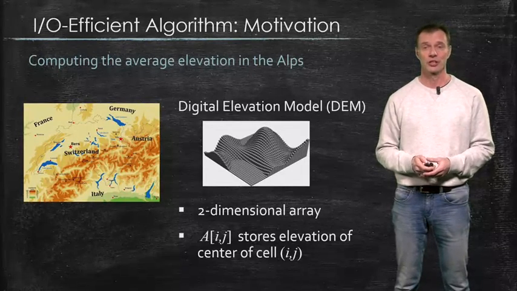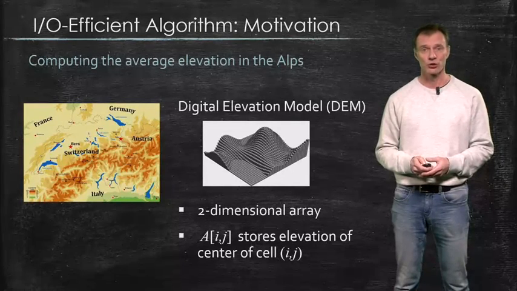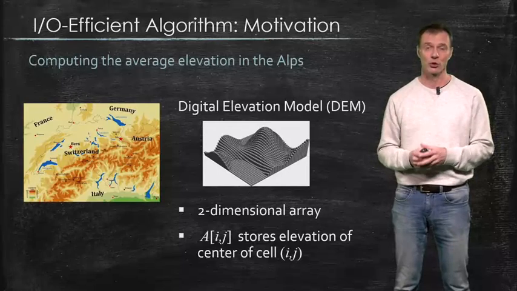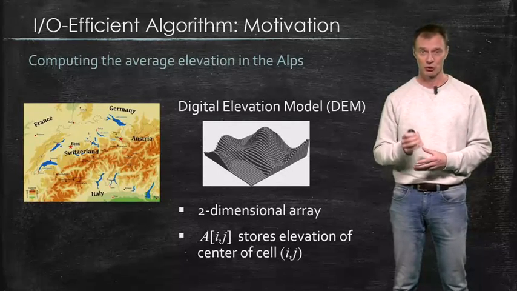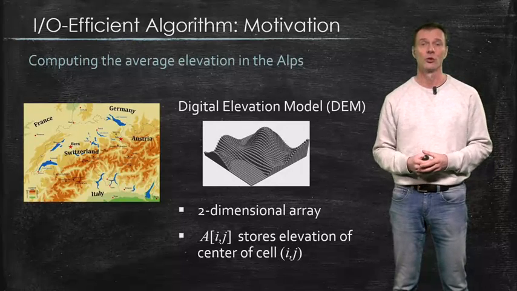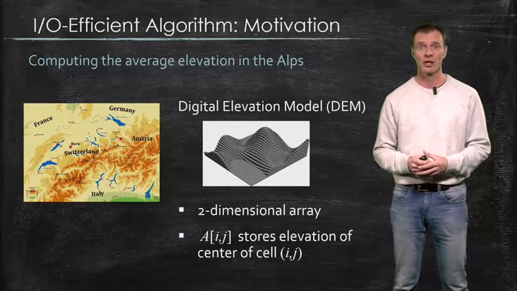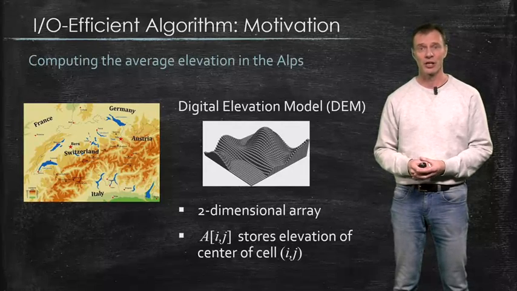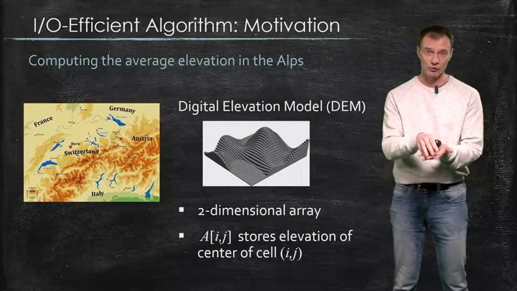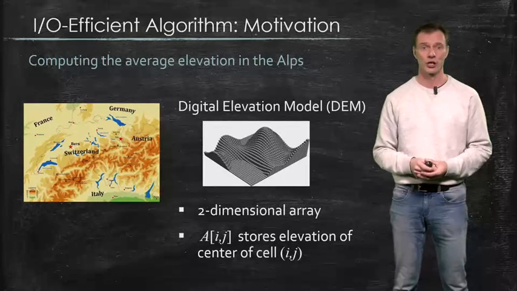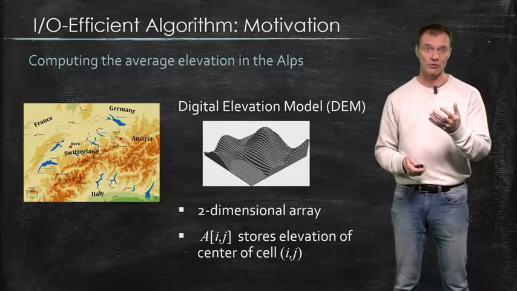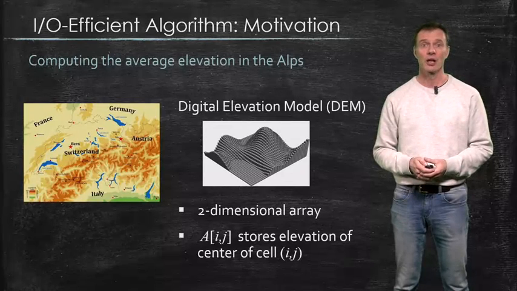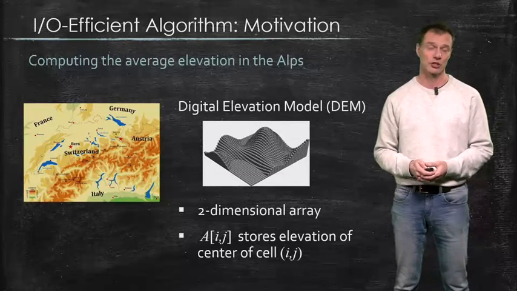So here you see a nice picture, and the way these models often work is as follows. You simply have a two-dimensional array, and each cell in the array corresponds to a small region in your mountain area. So for each cell in the array, you have stored the height of the region at that particular location. Okay, so now suppose we have such a model for the Alps and we want to compute the average elevation.